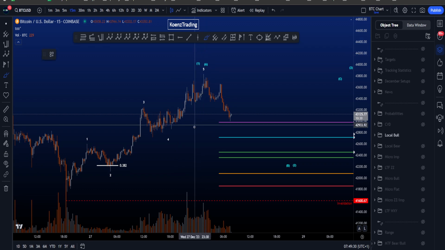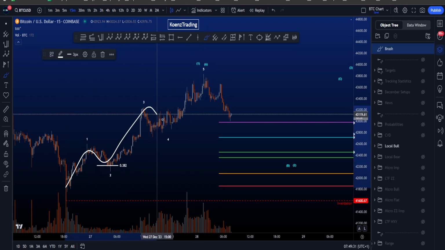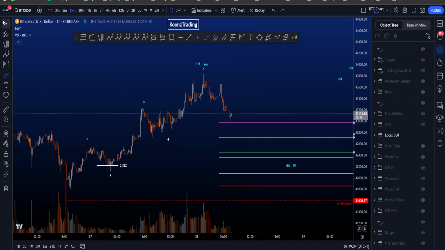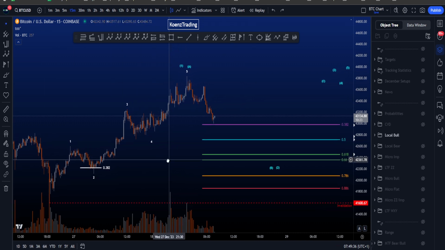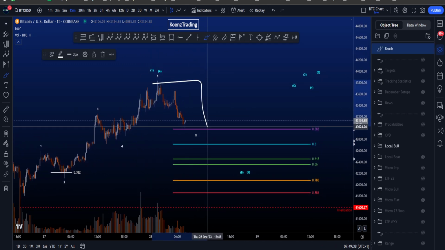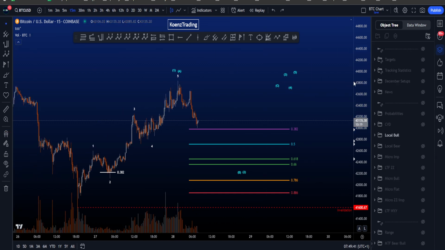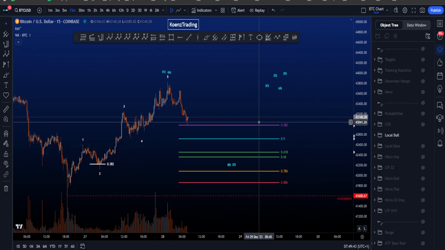An alternative to this, which would be even more bullish, would be a 1, 2, 1, 2, 1, 2, and then you expect a big wave 3 to the upside. But we have to wait and see what the price is going to give us. That is something that I at least have in the back of my mind.